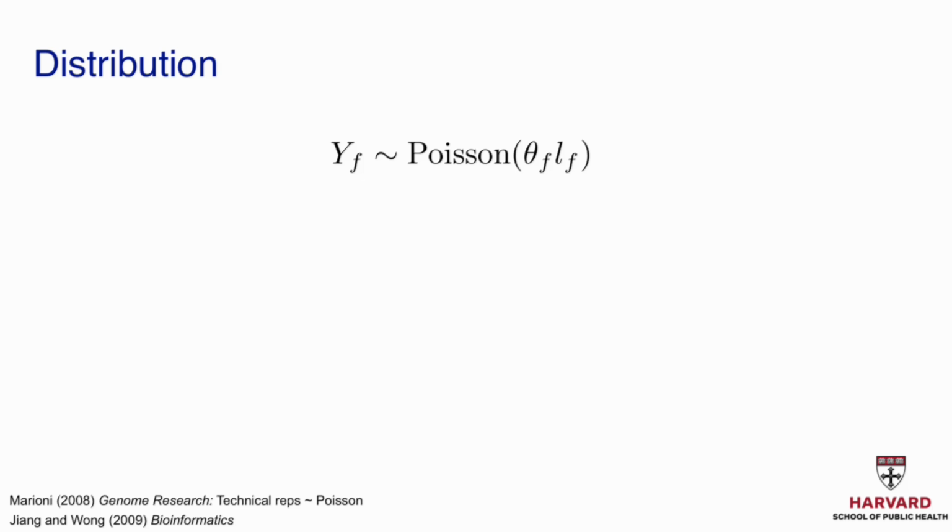So in this slide, I'm introducing a new term, y f. Y f is the number of reads coming from transcript f. This is going to follow a Poisson distribution. That's the model we're going to use, with rate theta f, the expression of fragment f relative to the total, times its length. Why do we multiply by length? Because the longer the transcript, the more reads there are to pick from.